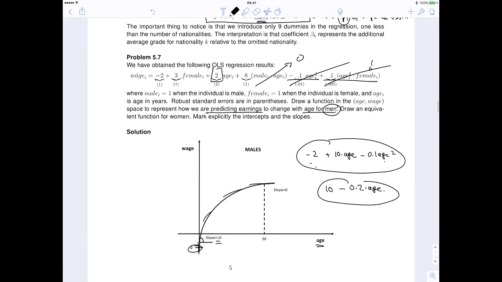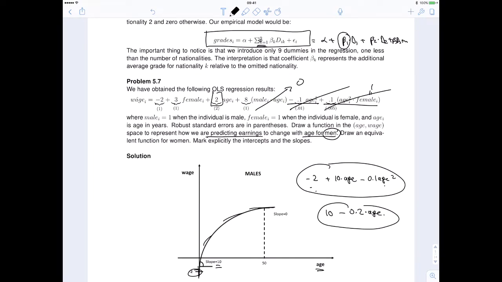This is a nice little exam question, for example, just to get the students to understand how dummy variables enter the regression, how the fitted lines come about, and a bit of algebraic manipulation. Everybody with me? Excellent. So far, so good.